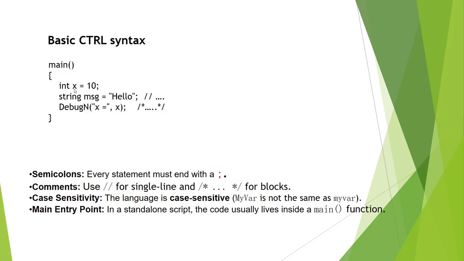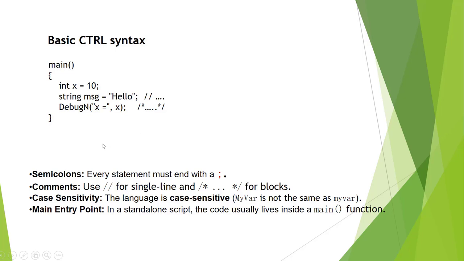Every variable you have to declare with a variable type, okay? Here x is an integer, and msg is a string. For a string, you show the quotation marks around the text, okay?